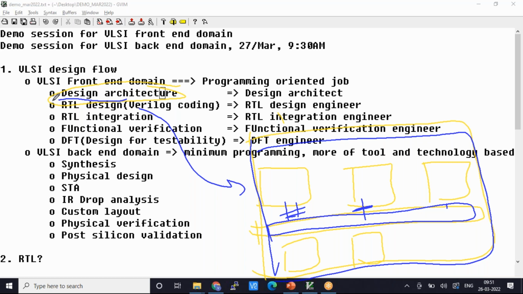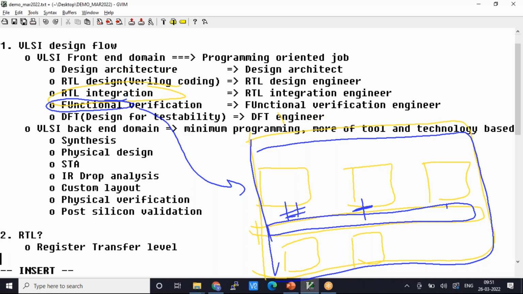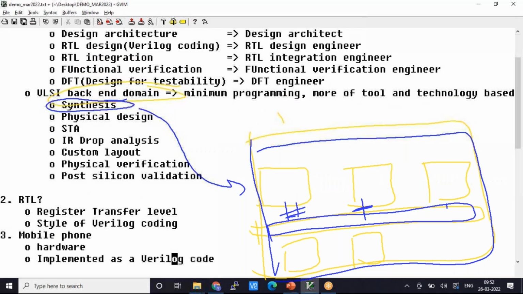Then we have something called RTL design. What does RTL stand for? Can someone tell me? Anyone can answer this? What does RTL stand for? Register transistor logic. Register transfer level. It is a style of Verilog coding. It is one style of Verilog coding. Now, what exactly is register transfer level? We will discuss that as we go forward.